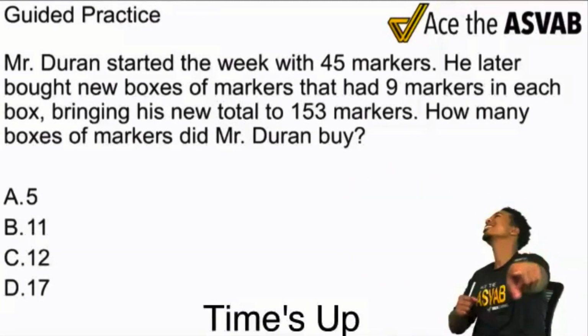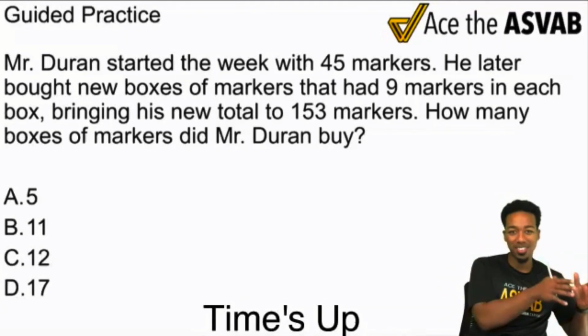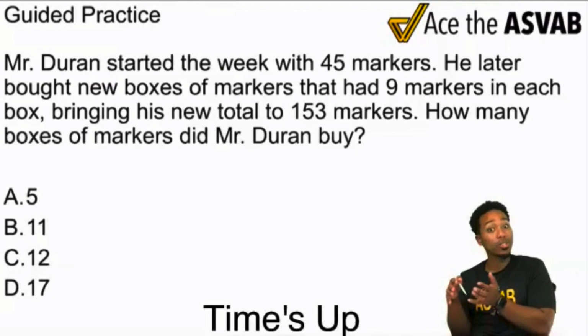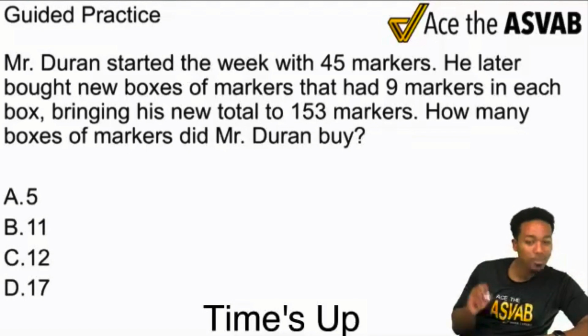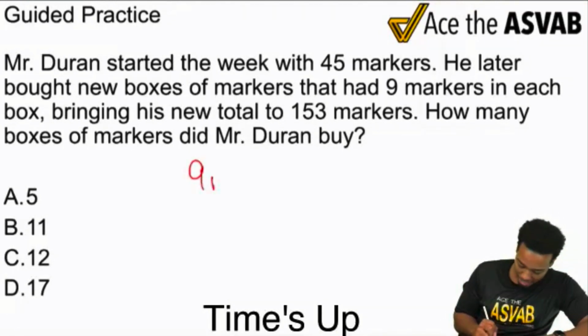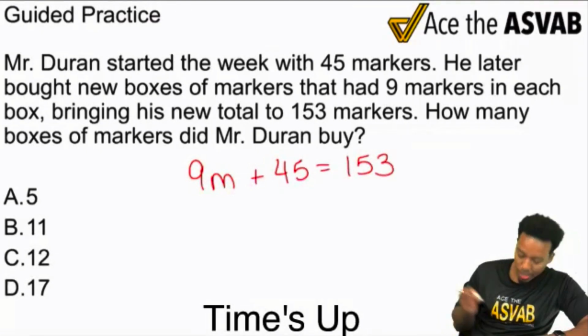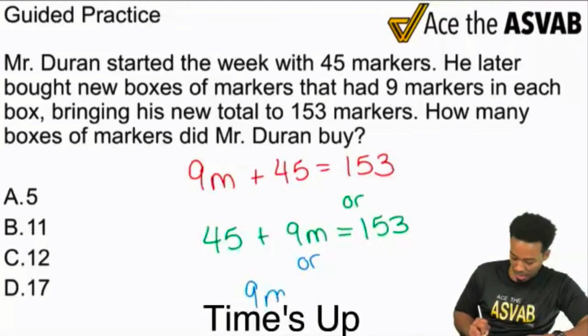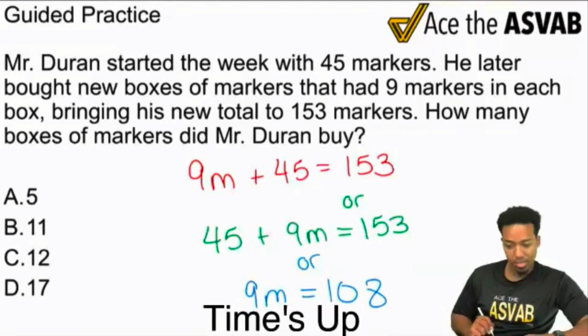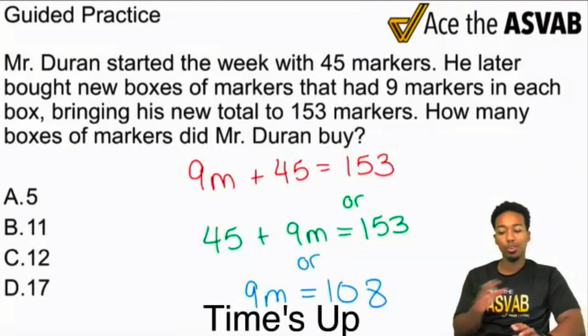I knew this always happens. Every time that we go to a harder problem and then we come back to what was harder before, y'all always get it right. So the setup should have looked something like this: 9m plus 45 equals 153. You also could have had 45 plus 9m equals 153. You also could have had 9m equals 108. All three of those setups would have worked.